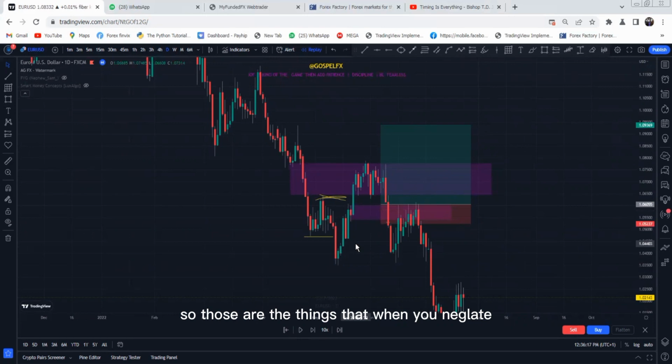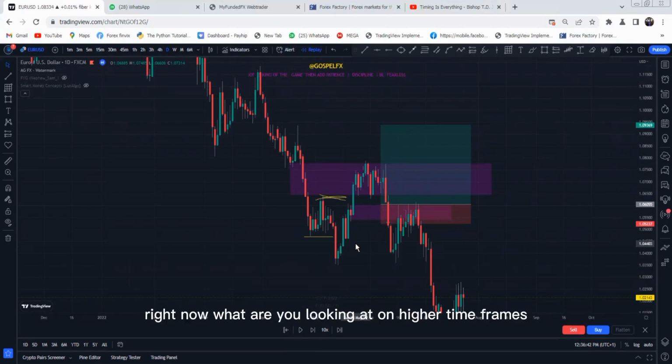So those are the things that happen when you neglect the use of your higher time frame, or you neglect the institutional order flow. Market structure is just going to mess you up. Okay, you always have to look at your higher time frame. That's how to determine your institutional order flow. Now, let me say this again. To determine your institutional order flow, you have to look at higher time frames, right?